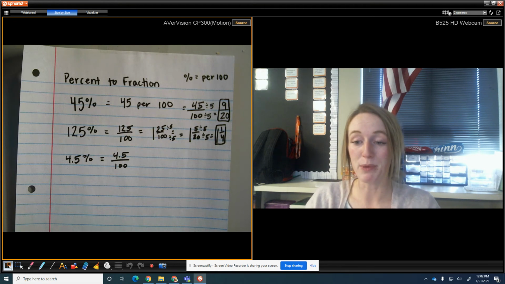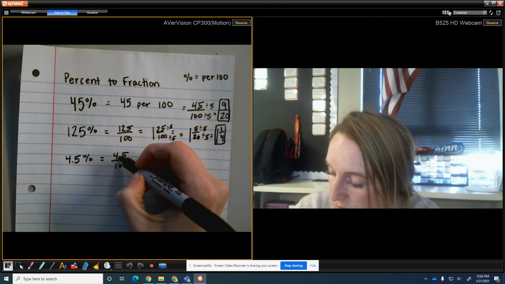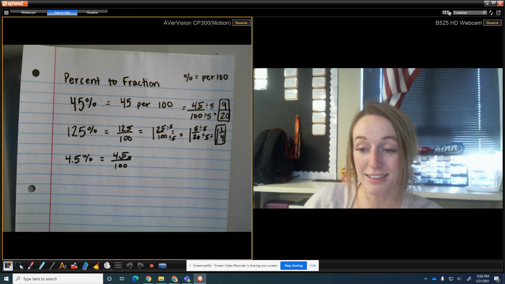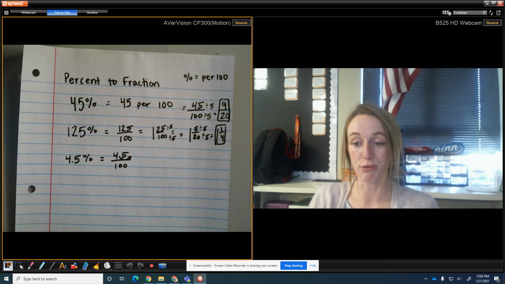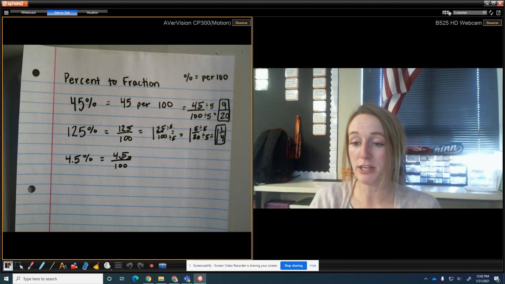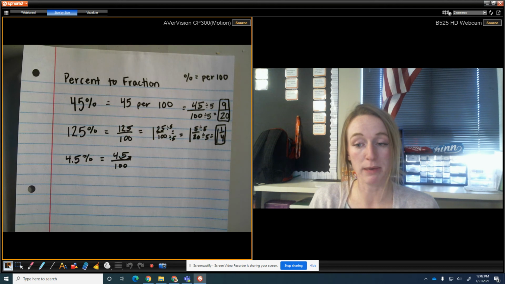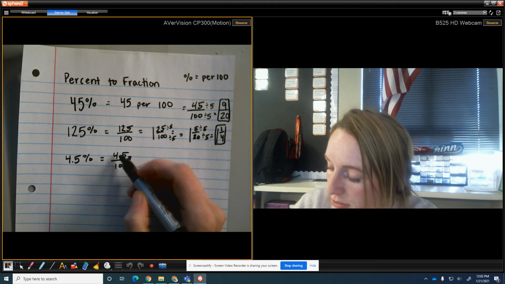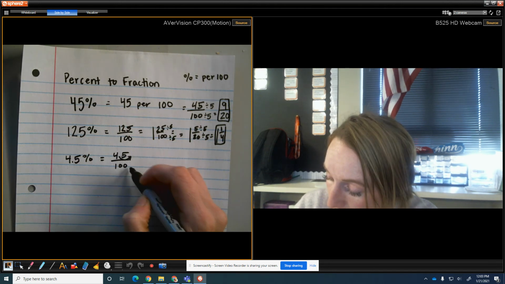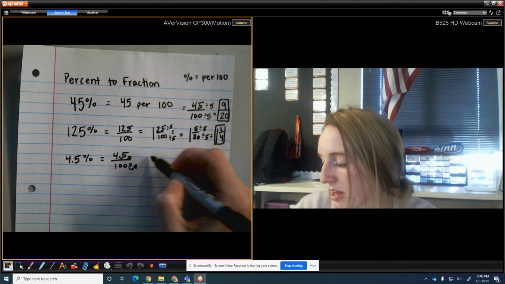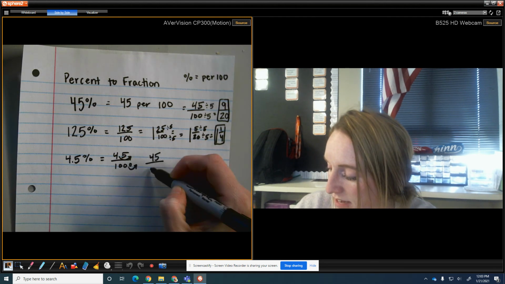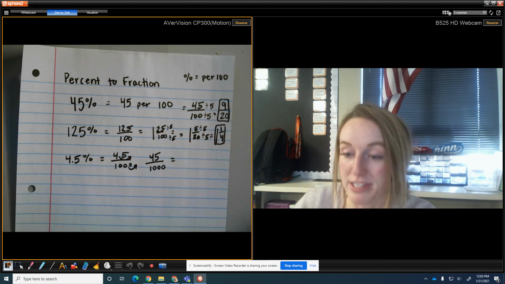So remember, what we do on this is we're going to move that decimal out by multiplying it by 10. In this case, you're multiplying it by 10 because it only takes you one shift to the right to get it out. If you had to move it twice to get it out, that would be multiplying it by 100. Whatever you do to the numerator, you need to do to the denominator. So you're going to move the decimal point there and add a 0. And you would be left with 45 over 1,000, and then you would simplify.